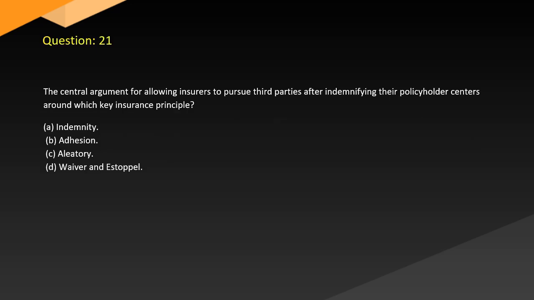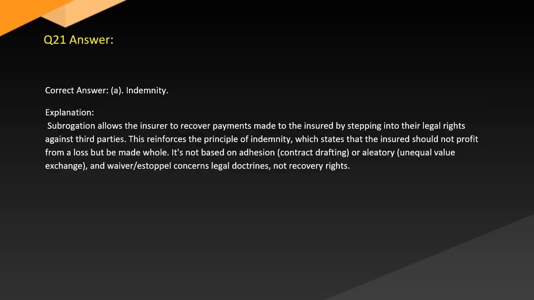Question 21. The central argument for allowing insurers to pursue third parties after indemnifying their policyholder centers around which key insurance principle: A. Indemnity, B. Adhesion, C. Aleatory, D. Waiver and estoppel. Answer. Correct answer A. Indemnity.